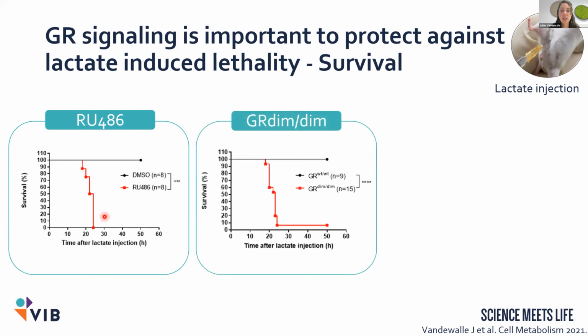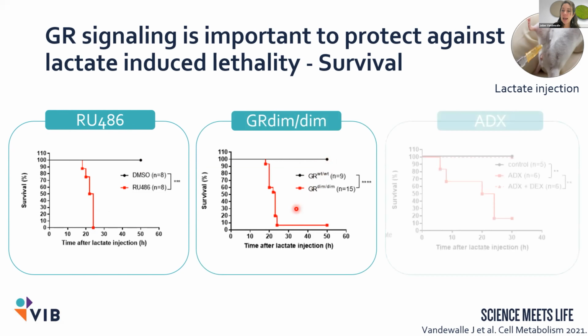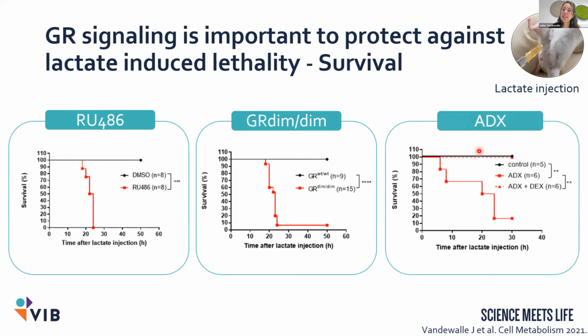Similar results are obtained in the GR dim animals. Also in wild-type mice, there is no lethality, but when lactate is injected in GR dim animals, we can see that there is almost 100% lethality. And also in our ADX mice, we can see that lactate leads to lethality. But interestingly, here, when we revert the ADX phenotype by injecting dexamethasone in the ADX mice, we could prevent the lactate-induced lethality of those ADX mice, which again points towards the really important role of the GR, of glucocorticoids, to protect against lactate-induced lethality.